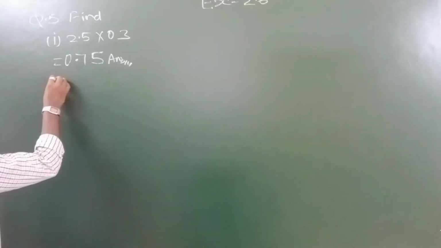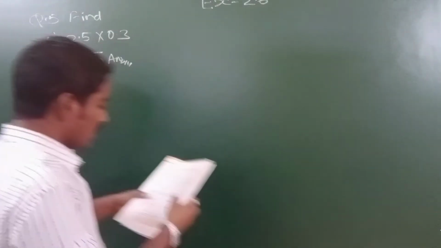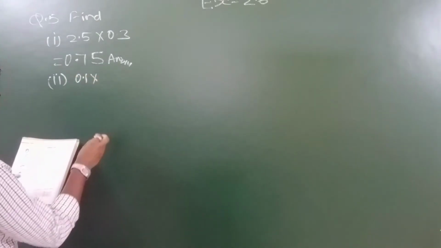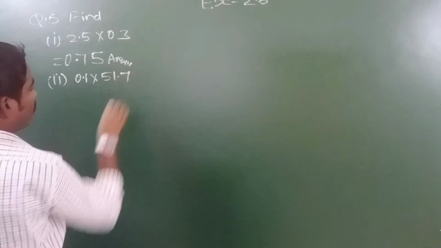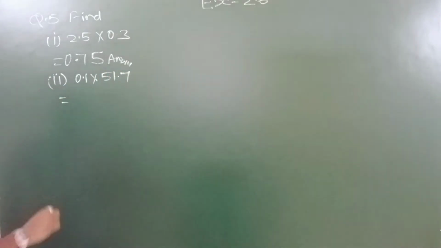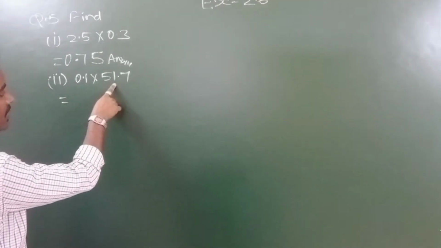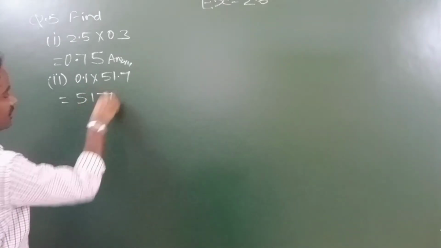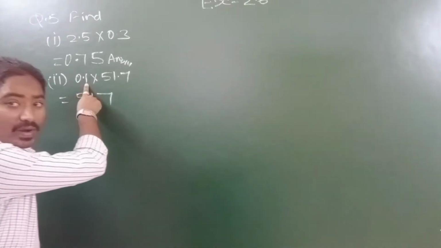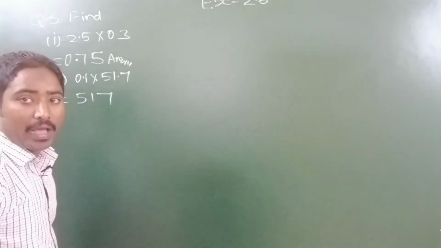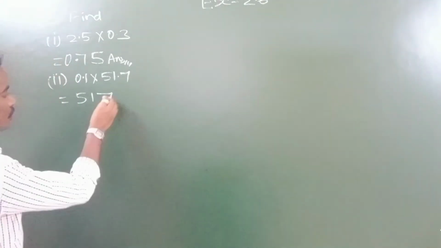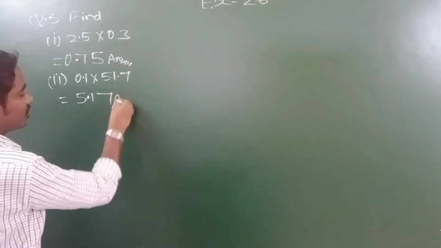Now moving to the next segment, number 2. We have 0.1 into 51.7. Forget that they are decimal numbers, so it becomes 1 and 517. So 517 times 1, how much will you get? 517 only. Now after the decimal here we have one digit, and after the decimal here again one digit. So in the result we will place the decimal after two digits, 1 plus 1 is 2. Now place the decimal here and this one will be your final answer.